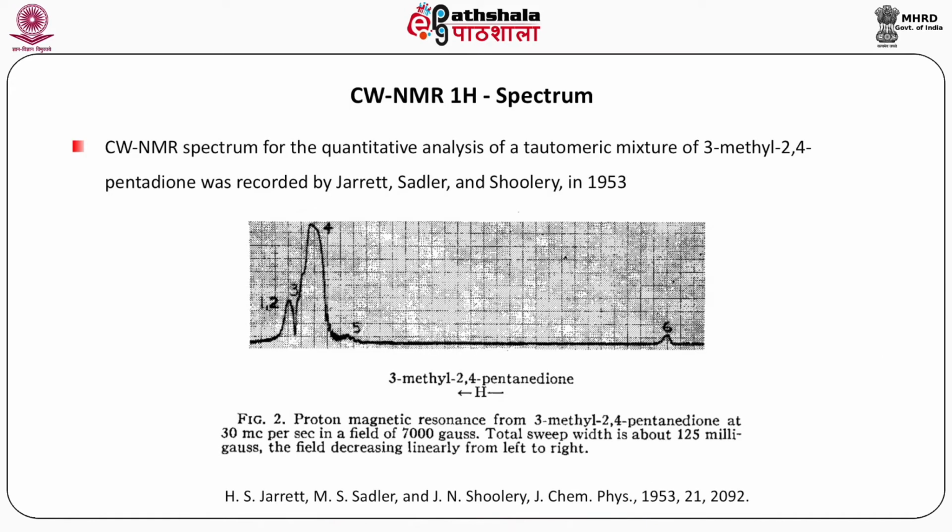And these are the kinds of NMR spectra that were generated. The very first spectrum was generated by Bloch and Purcell. Bloch used water, Purcell used paraffin. A CW NMR spectrum for quantitative analysis of a tautomeric mixture of 3-methyl-2,4-pentanedione was recorded by Jarrett, Sadler and Shoolery in 1953.